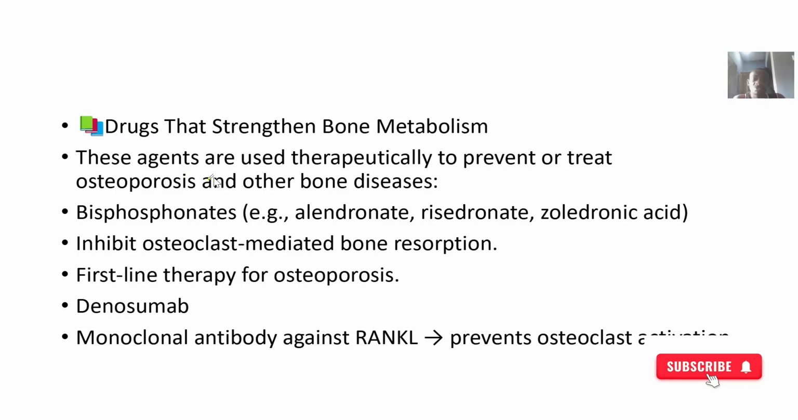Drugs that strengthen the bone are basically used in treating all those conditions that will make your bones weak. So we have the bisphosphonates like Alendronate, Risedronate, and Zoledronic acid. They inhibit osteoclast-mediated bone resorption. So they're usually the first line of treatment for anything osteoporosis. Then we have denosumab, which is a monoclonal antibody.